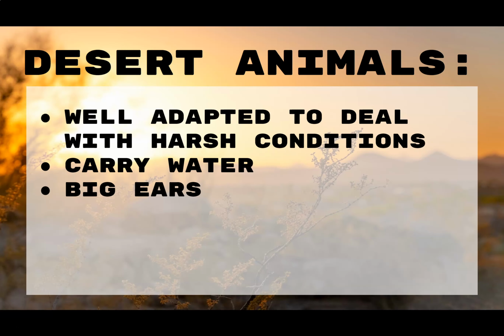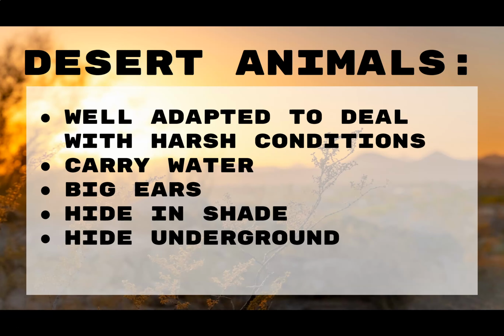Some animals have big ears to catch the breeze and to cool their bodies off. Other animals adapt to the harsh conditions of the desert by hiding. So they hide either in the shade or they'll hide underground, or some of them are nocturnal.